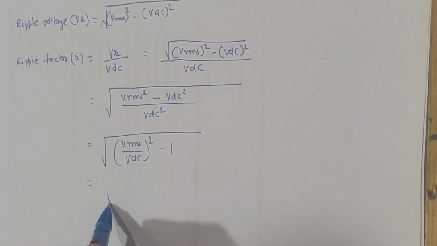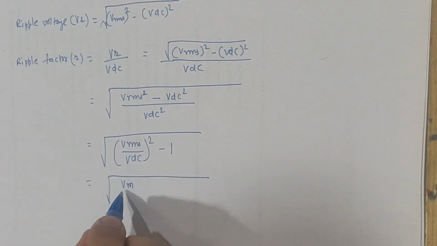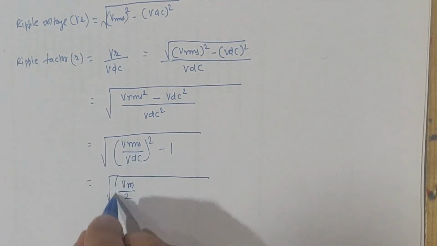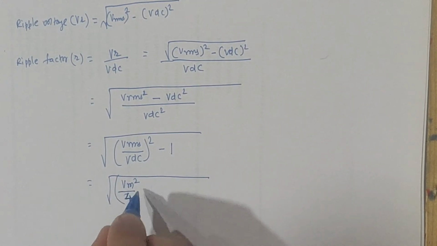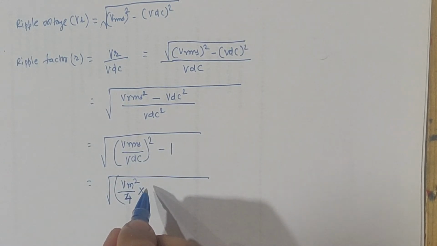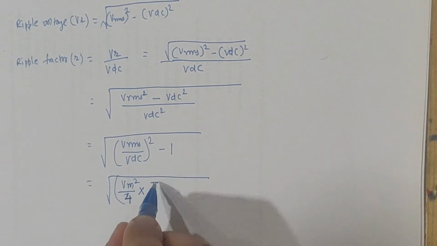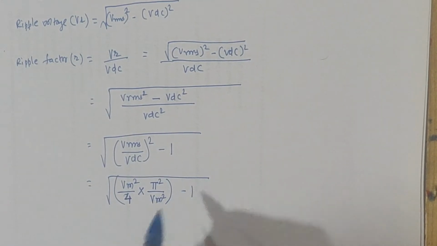But I know the values of VRMS and VDC, so let us put the values. VRMS is Vm by 2, so it will be Vm square by 4, right? So I'm taking the cross multiplication. What is VDC? VDC is Vm by pi. So pi square upon Vm square minus 1.